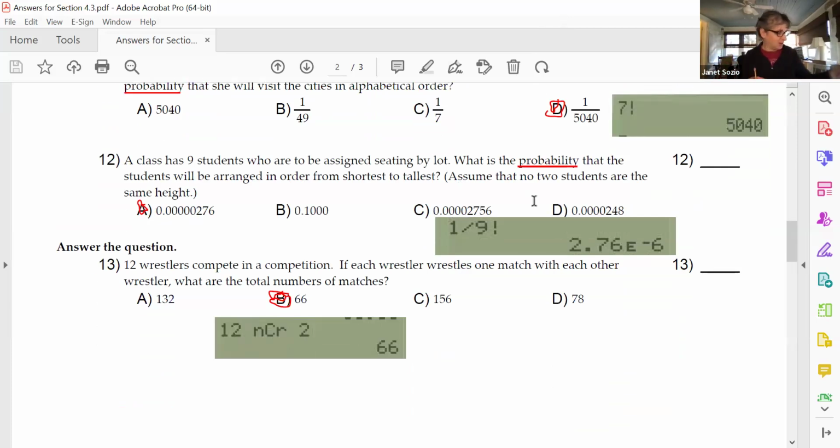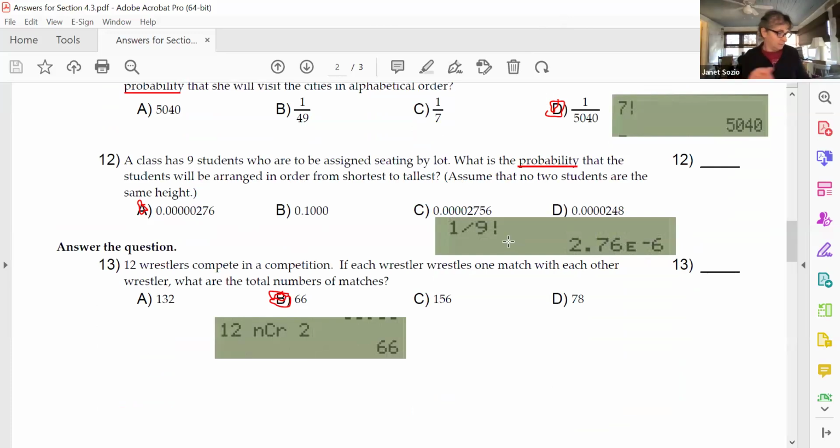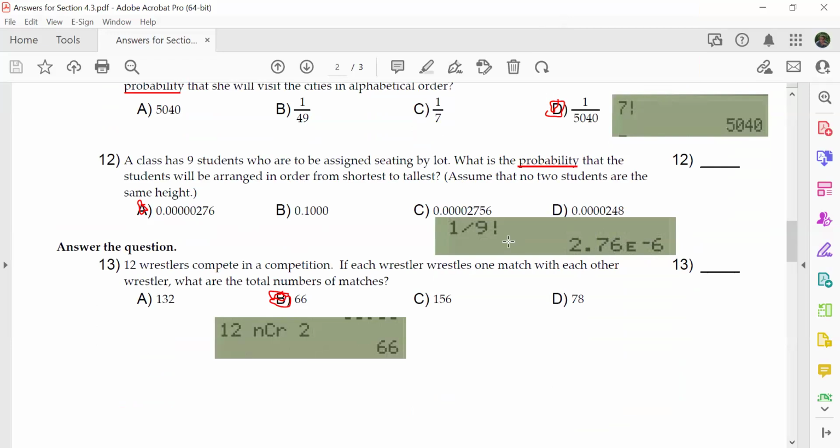Thank you. You understand how in number 12, 2.76 e to the negative 6 implies moving the decimal point 6 places to the left. And if it had been a positive 6, it would have been obviously 6 places to the right. Wait, can you say that again, please?